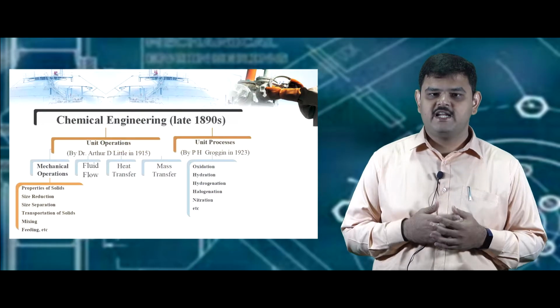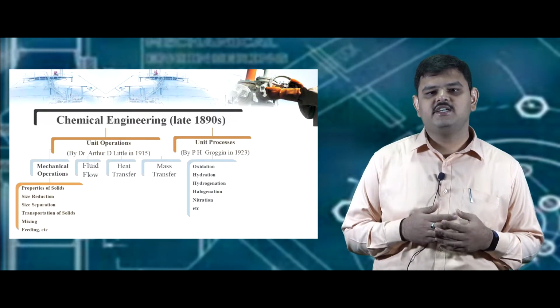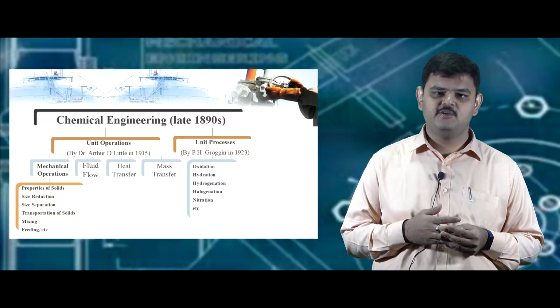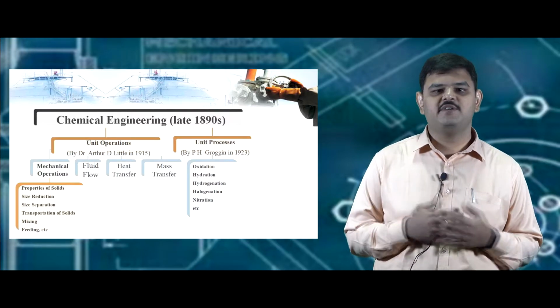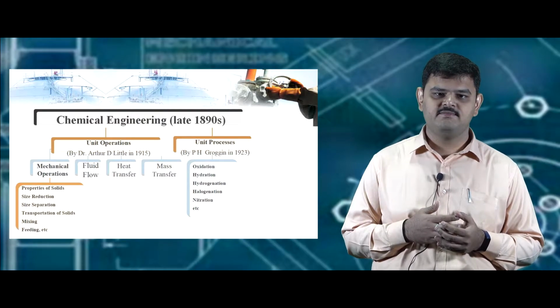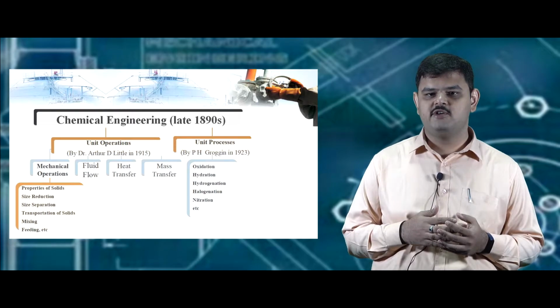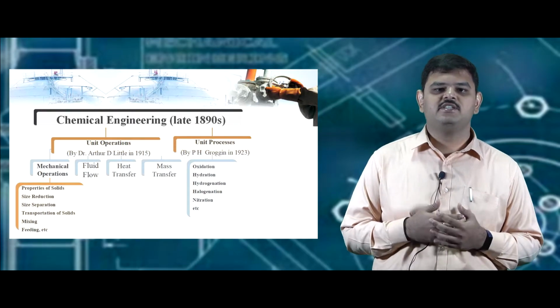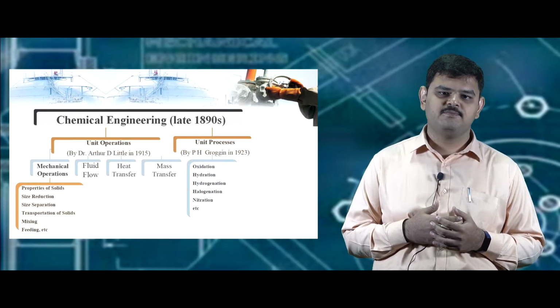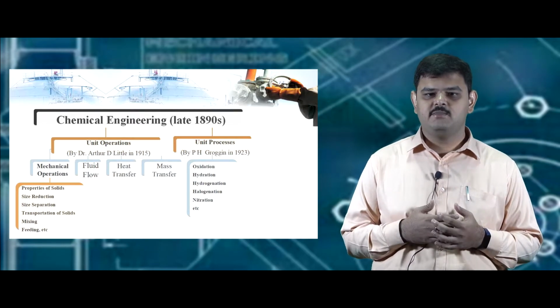Chemical engineering is a branch of engineering which evolved in the late 1890s. It consists of unit operations and unit process. The unit operations was developed by Dr. Arthur D. Little in 1915. The unit process was developed by P.H. Groggins in 1923. The unit operation consists of mechanical operations, fluid flow or momentum transfer, heat transfer and mass transfer.